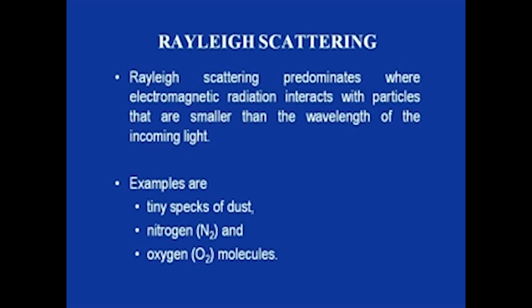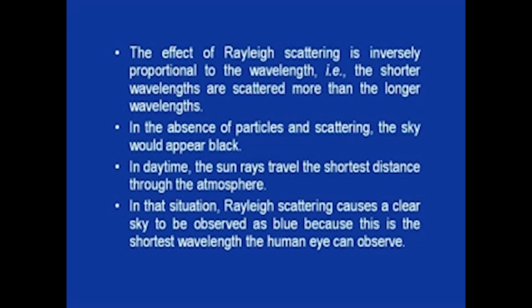Rayleigh scattering predominates where the electromagnetic energy or radiation interacts with the particles that are smaller than the wavelength of the incoming light. For example, tiny specks of dust, nitrogen gas and oxygen molecules. The effect of Rayleigh scattering is inversely proportional to the wavelength, that is, shorter wavelengths are scattered more than the longer wavelengths. In the absence of particles and scattering, the sky would appear to be black.